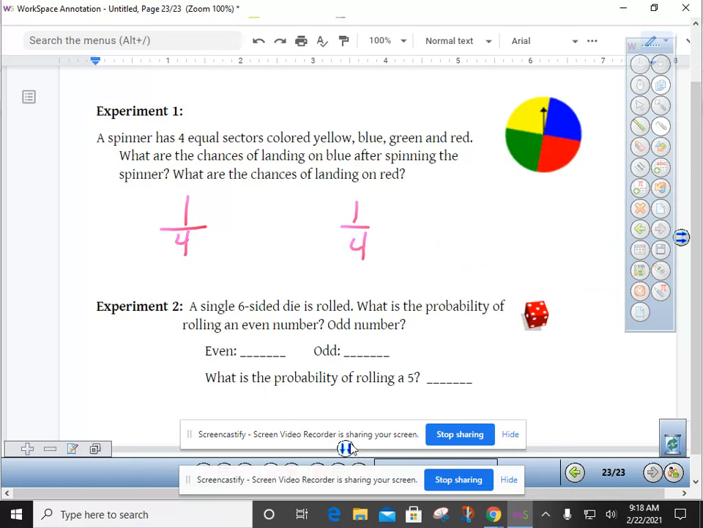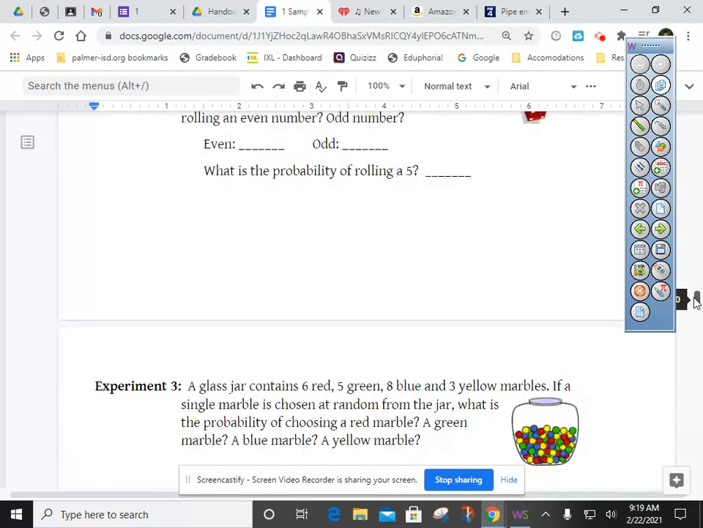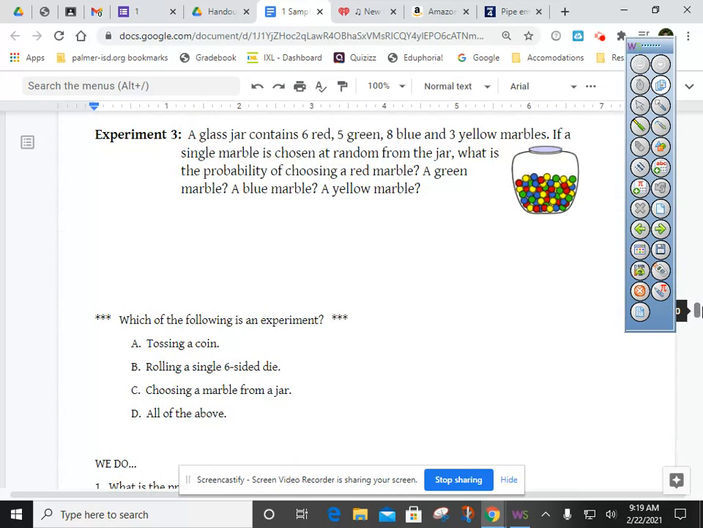If you look at experiment number 2, a single 6-sided die is rolled. What is the probability of rolling an even number? How many are there? 6. How many of them are even? 3. And that simplifies to 1/2. So if half of them are even, how many are odd? 1/2. Half. Good. What is the probability of rolling a 5? Well, how many sides are there? 6. And how many of them are a 5? 1. That's it. Easy money. Pretty simple.